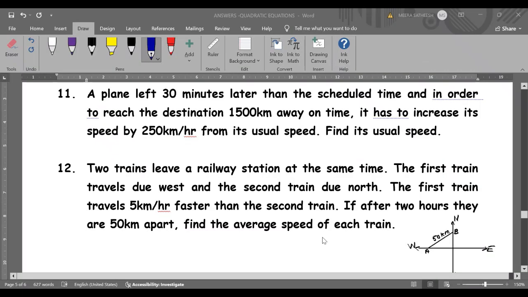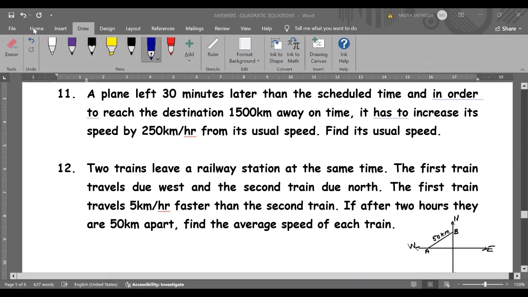Question number 11. This is a very important question and has been asked in so many exams. A very common and important question. A plane left 30 minutes later than the scheduled time, and in order to reach the destination 1500 kilometers away on time, it has to increase its speed by 250 kilometers per hour from its usual speed. Find its usual speed. I think surely you have seen this question in some exam, either a model exam or any exam.